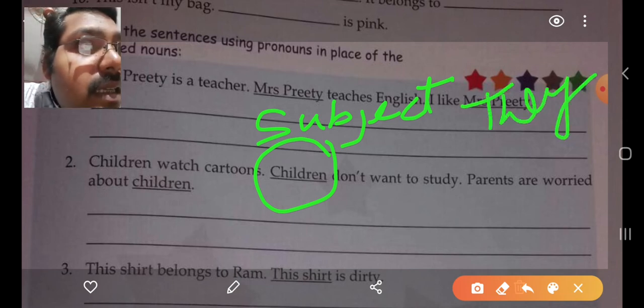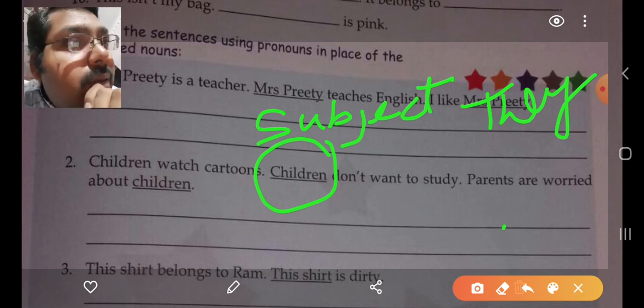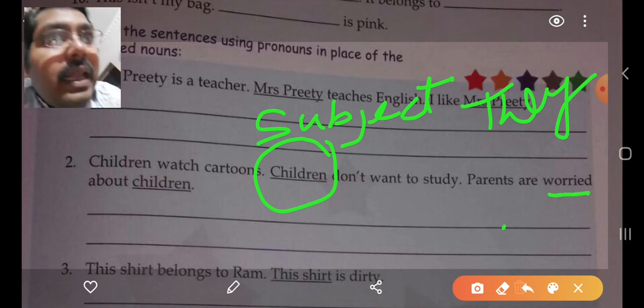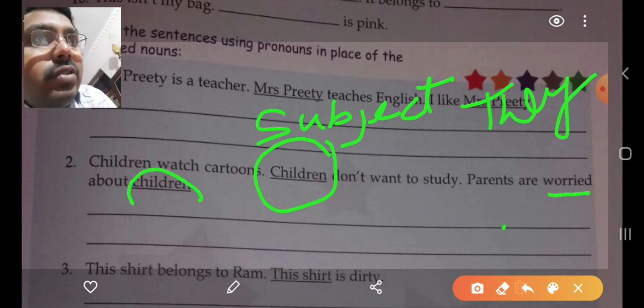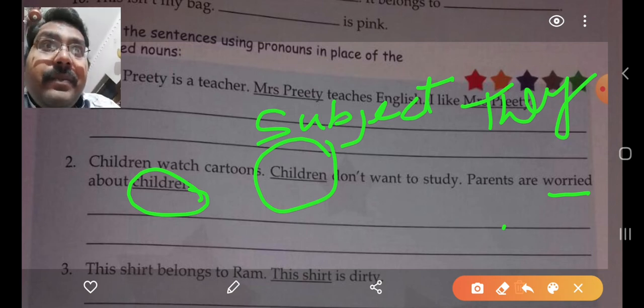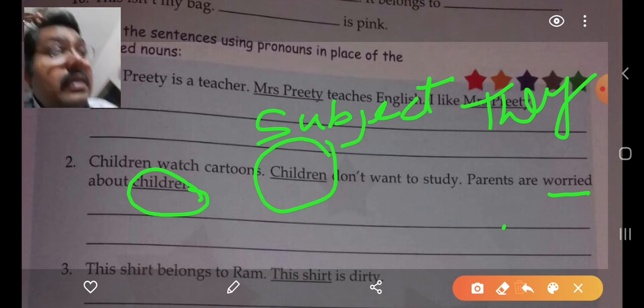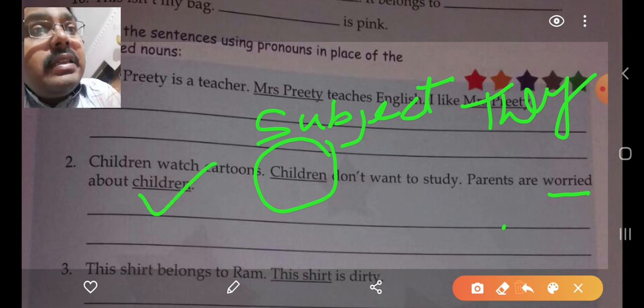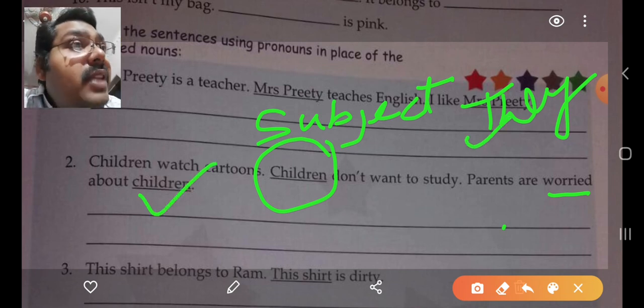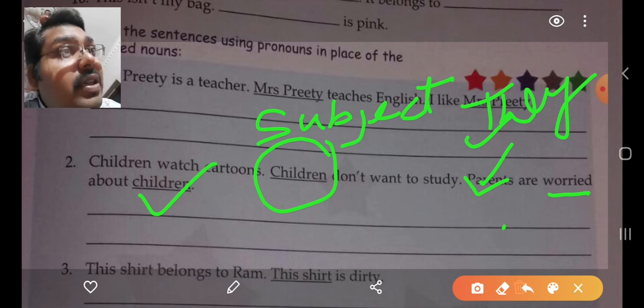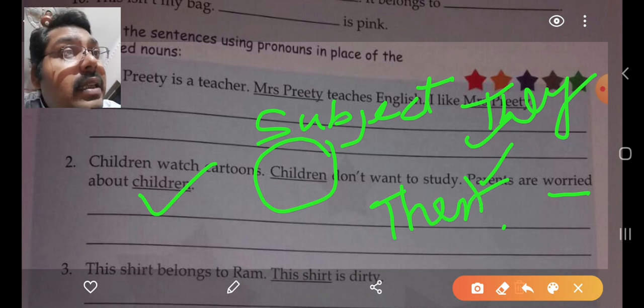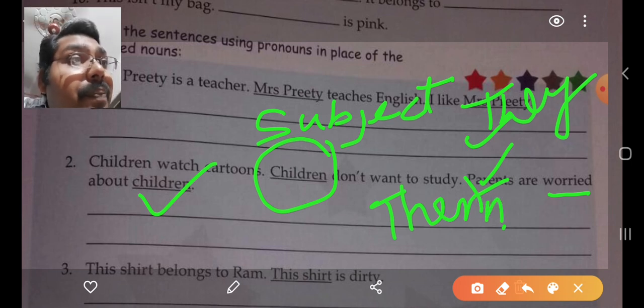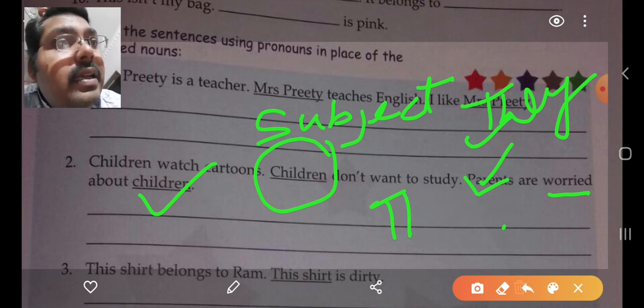Now the next sentence: parents are worried about children. Parents is placed here at the subject place. Worried is a verb, and after worried comes about children, so this children is placed as an object. In this sentence the children are placed at the object place. So here we will use the object of they. What is the object of they? We have learnt, I told you to learn that table. The object of they is them.